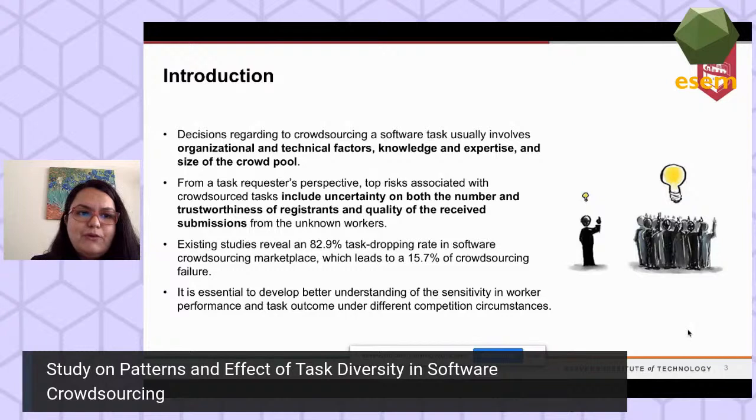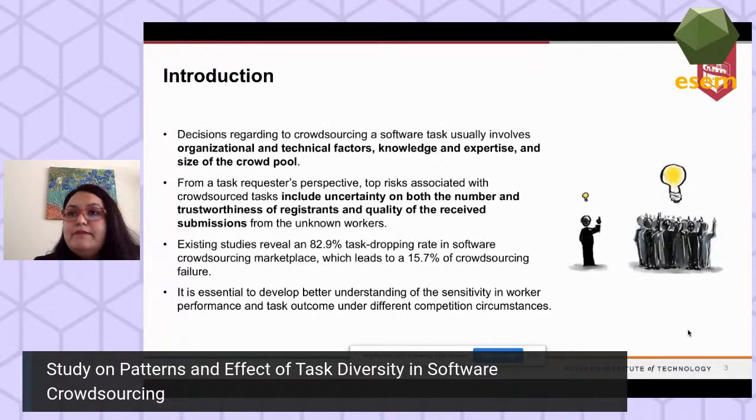It is important to notice that decisions regarding whether to crowdsource a software test usually involve organizational and technical factors, knowledge and expertise, and the size of the crowd pool. From a task requester perspective, there is also risk. For example, the uncertainty on both the number and trustworthiness of registrants and the quality of the received submissions.